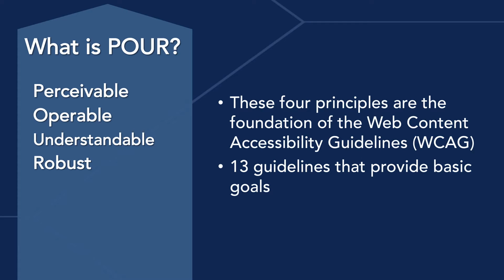Within these principles are 13 guidelines. These provide basic goals that authors should work toward in order to make content more accessible. With this framework, authors can better understand the success criteria and implement the techniques. We'll dive into the 4 principles and break them down to learn more about the purpose of each guideline.